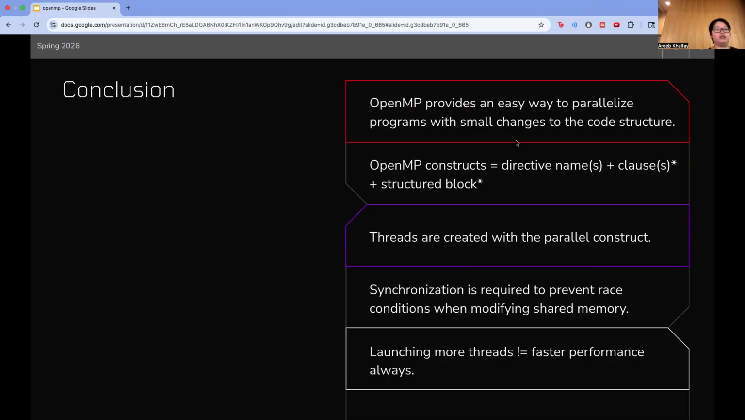So in conclusion, these are some things that we want you guys to take away. OpenMP provides an easy way to parallelize programs incrementally with small changes to the code structure. OpenMP constructs are made up of basically three parts. Threads are created with a parallel construct. Synchronization is required to prevent race conditions when modifying shared memory. And finally, launching more threads does not always equal faster performance.